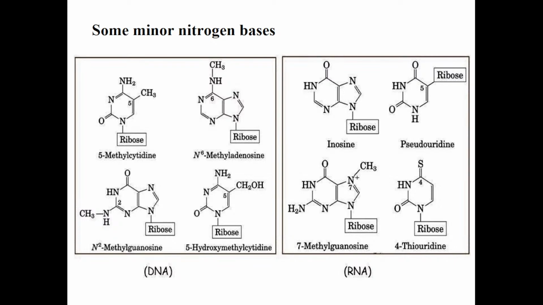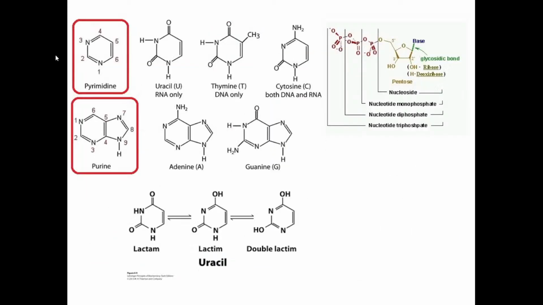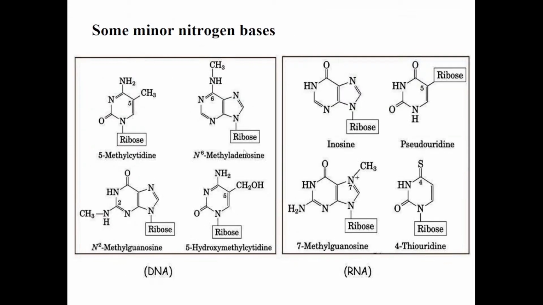And more than previously described: thymine or uracil and cytosine are pyrimidine bases, and adenine and guanine are purine bases. In nucleic acids some other minor derivatives are present, usually methylated forms, for example methylcytidine, methyladenosine, guanosine and methylguanosine, hydroxymethylcytidine, as you can see.